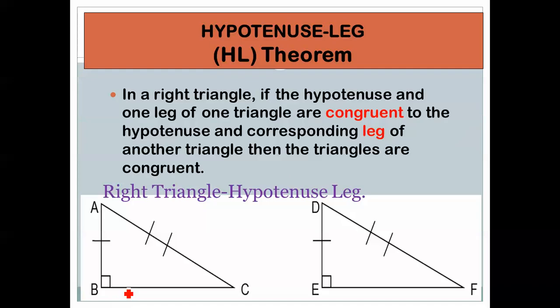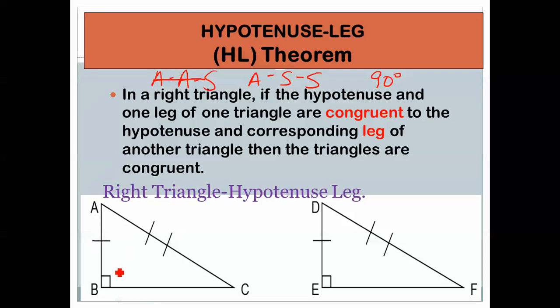And then we have HL. Hypotenuse leg is our donkey theorem, our angle, side, side theorem. Remember, angle, side, side does not work unless it's a 90-degree right triangle. And if it is, we don't call it the donkey theorem, we call it hypotenuse leg.